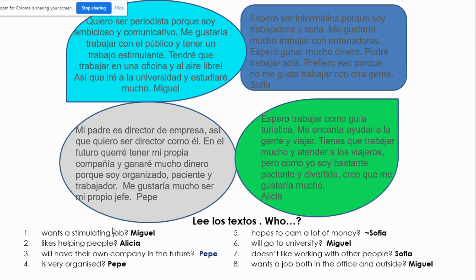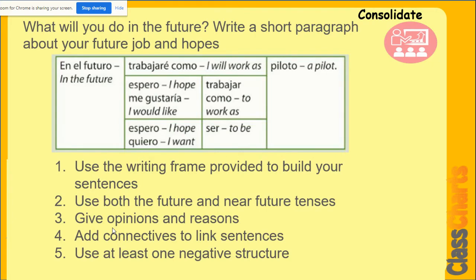And then one final thing, and this is up to you if you like to do it, but it will be a really good exercise to practice what you've learned now about the future tense and also about other ways to express the future tense. I would like you to write a short paragraph about your future job and hopes. If you haven't got the vocab for the jobs, maybe you can look it up in a dictionary. This is to do in your own time.